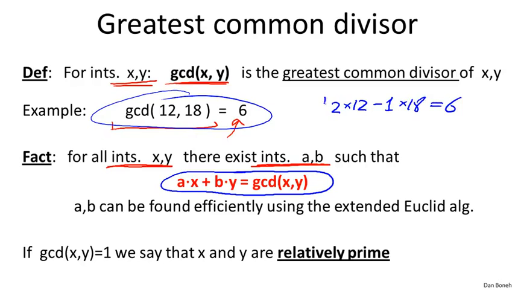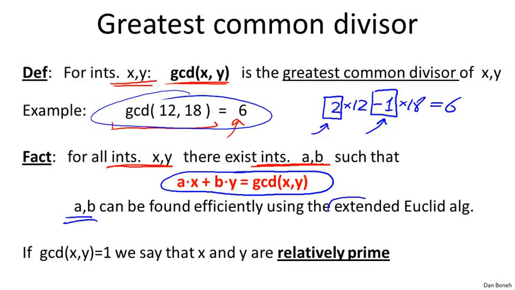So the integers a and b in this case would be 2 and minus 1. But this is just an example, and in fact these integers a and b will exist for any integers x and y. Now, not only do a and b exist, in fact there's a very simple and efficient algorithm to find these integers, to find a and b.